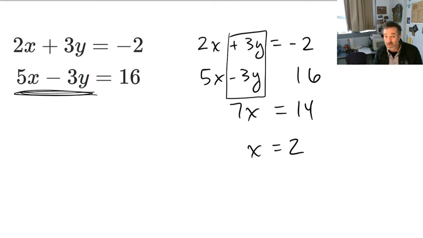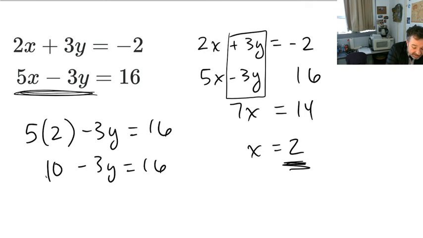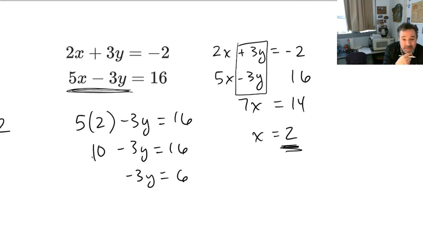Now that I know that x is 2, I'm going to grab that, plug it into either one of the other equations. I think I'll use the second equation this time. The second equation says 5 times x, there it is, x is 2. 5 times x minus 3y is 16. 10 minus 3y is 16. Negative 3y is, I need to subtract 10 from both sides. Well, if I subtract 10 from both sides, it's going to give me 6. So negative 3y is 6. And now if I divide both sides by -3, I get that y equals -2.